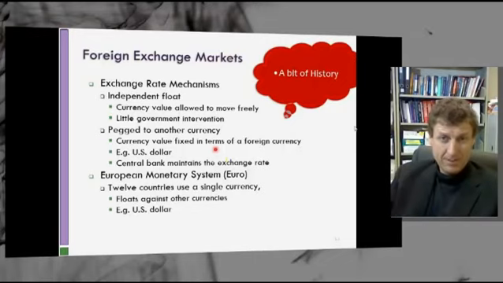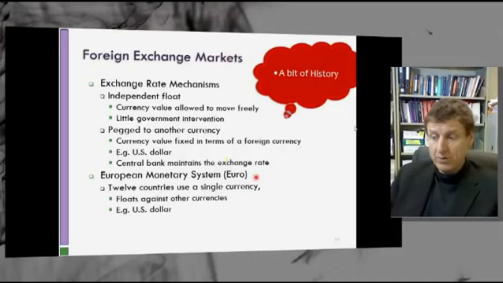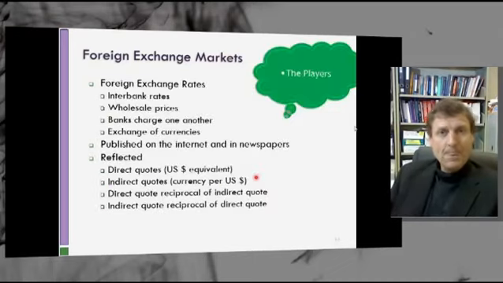So it's not a peg and it's not fully freely floating, but it's sort of halfway in between. It's like a hybrid. Now we had the European monetary system, with the euro came in with 12 countries starting to use the single currency when it first started in existence, and now many more countries are using the euro as a single currency. That of course makes foreign exchange accounting much easier, especially if you're selling to multiple European countries. All right, who are the players in the foreign exchange markets?